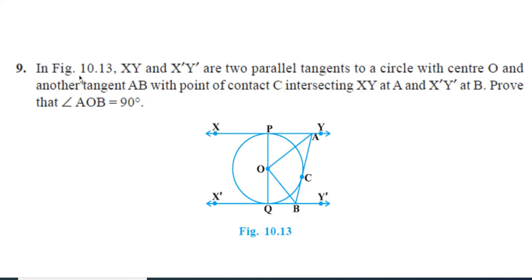Here is the next question. In the figure, XY and X dash Y dash are two parallel tangents to a circle with center O and another tangent AB with the point of contact C intersecting XY at A and X dash Y dash at B. You have to prove angle AOB is equal to 90 degrees. Let us prove it.